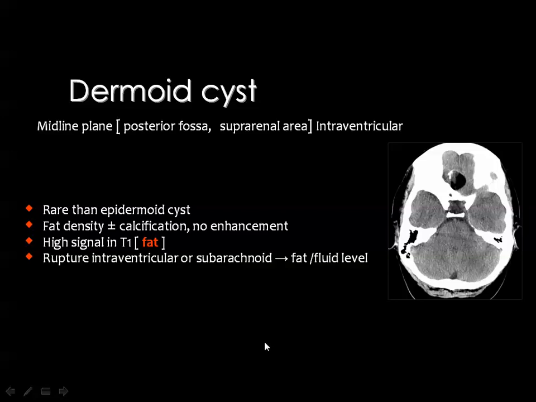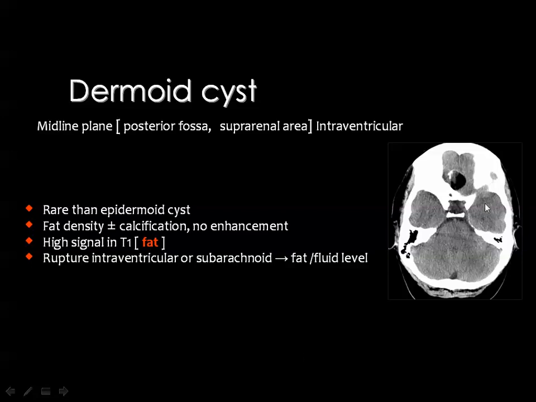And the dermoid cyst, its typical location is in the midline, either in the posterior fossa or supratentorial area, and also it can occur intraventricular. This is a relatively rare cyst compared to the epidermoid, and for the diagnosis of dermoid cyst we should have fat density and calcification. Fat is essential for the diagnosis of dermoid cyst.